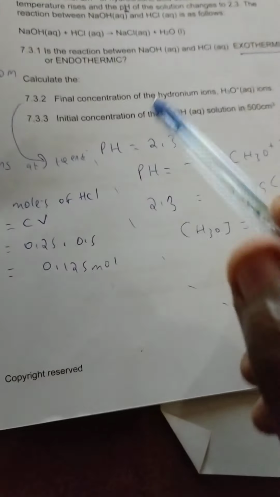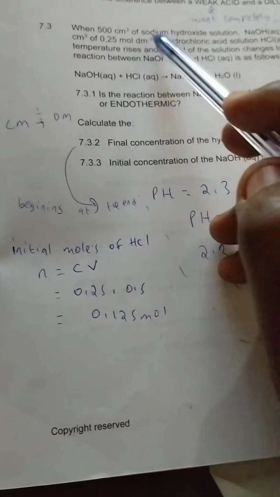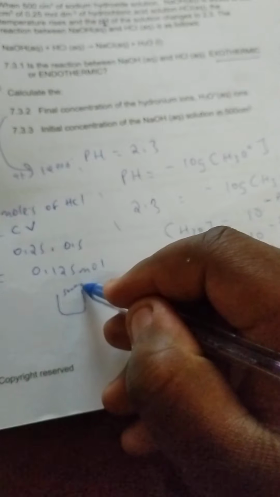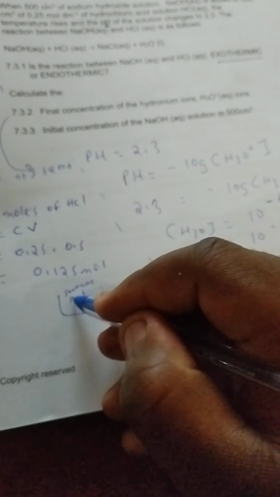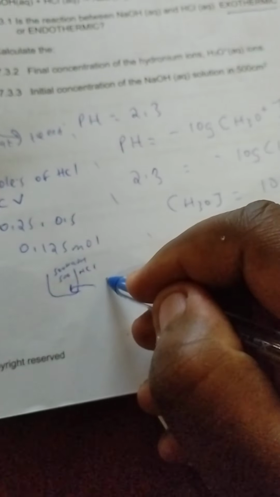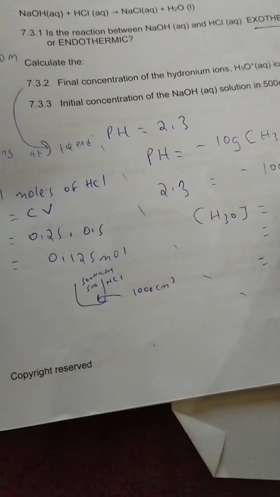So remember, at the beginning, we're having 500 of NaOH being added to 500 of HCl, meaning the solution that I'm going to have here will contain 500 of NaOH and also 500 of HCl. So you can have those two added to each other, meaning the total volume now will be 1000 cm^3.